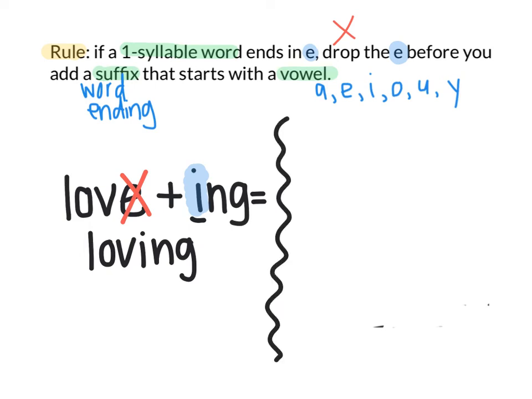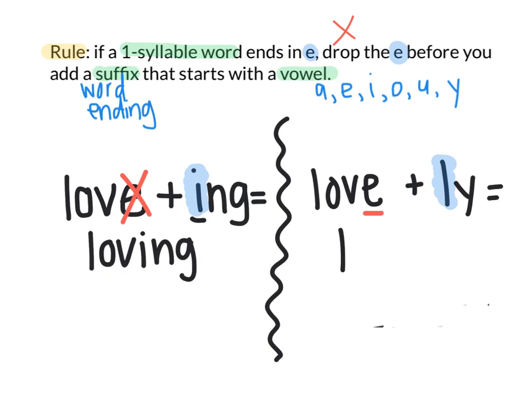Now, let's do one more example. Let's say we had the word love, and we wanted to make the word lovely. Lovely. So we'd be adding the suffix ly. Now, let's look at what that suffix starts with. Does it start with a vowel? Does it start with A, E, I, O, or U, or Y? No, it starts with an L. So that E is not going to get kicked out. It's going to stay. So lovely would be spelled L-O-V-E-L-Y.